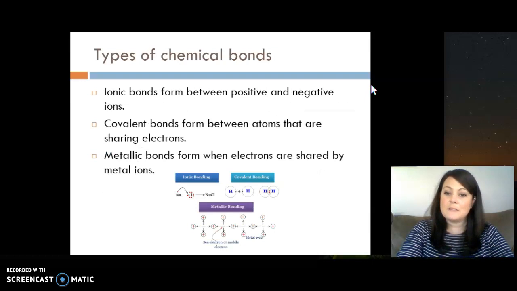Types of chemical bonds: the ionic bond forms between positive and negative ions. Covalent bonds form between atoms that are sharing electrons. Those are generally nonmetals. You will find those on the far side of the periodic table. Metallic bonds form when electrons are shared by metal ions.